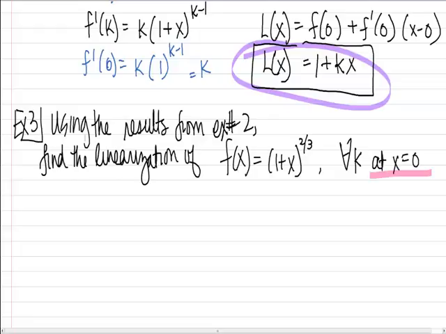Okay, so since we have this generalization up above, all I need to do is plug in what k is. Well, what's k? k is 2/3. So therefore, L of x equals 1 plus 2/3 x. And it's as simple as that.